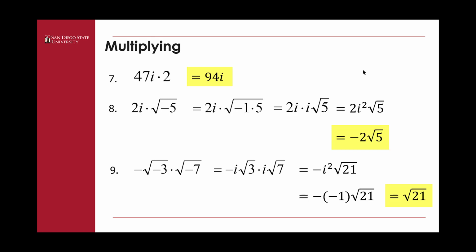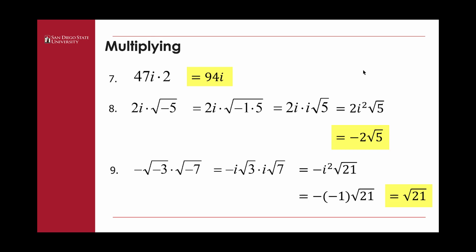Multiplication with real numbers is very straightforward. 47I times 2 is 94I. And 2I times square root -5 requires more attention because we have to convert square root -5 to the I formation, and we will get 2I times square root -1 times 5, and here we get I. So it will be 2I times I square root 5, and we can resolve the I square here, and we will get -2 times square root 5.